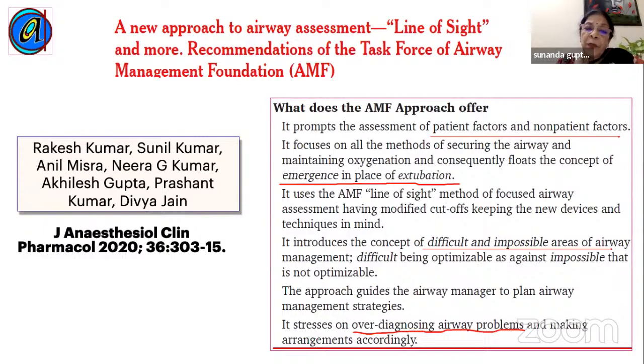The task force of the Airway Management Foundation came up with a new approach to airway assessment, the line of sight, and they brought about newer terminologies in the difficult airway. The difficult airway can be divided into assessment of patient factors and non-patient factors, and they called extubation emergence, a terminology floated considering the difficulty during emergence, especially in obstetric patients. The line of sight we'll be discussing in the next slide. Difficult and impossible areas: difficult areas can be optimized, but impossible areas are not easily optimizable. And for diagnosing airway problems, they should be over-diagnosed so that you are well equipped to manage these problems.